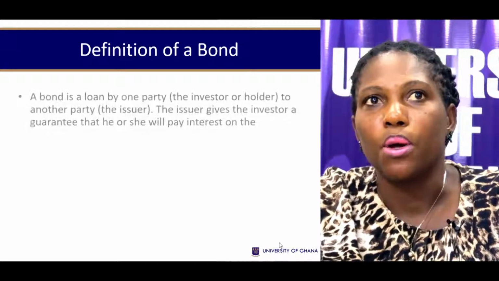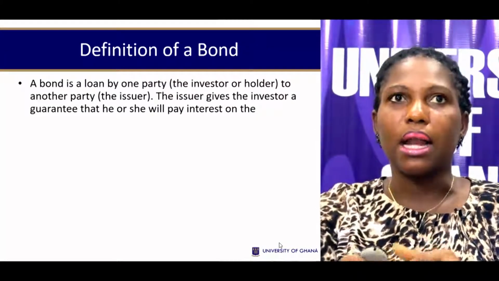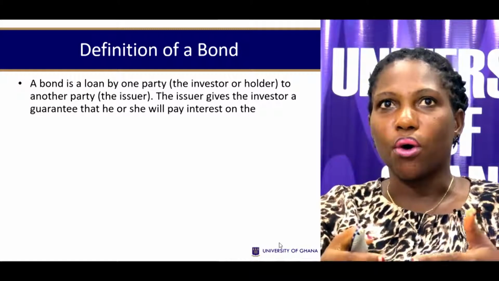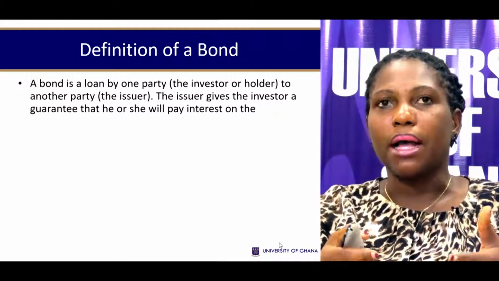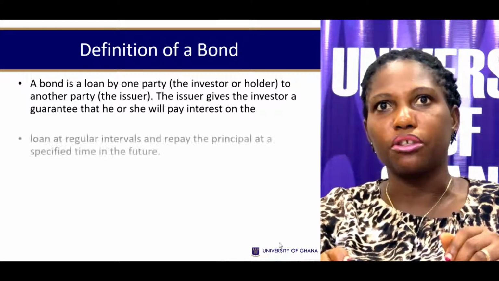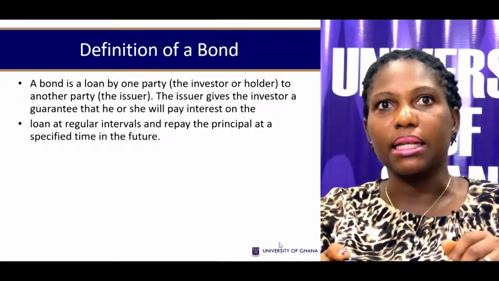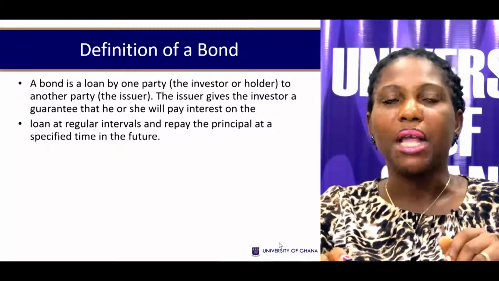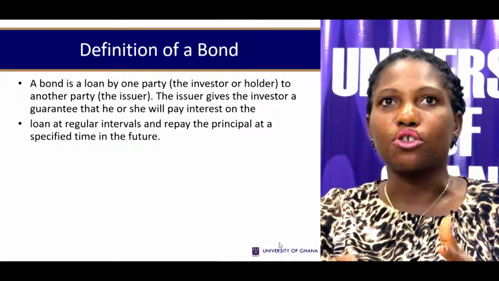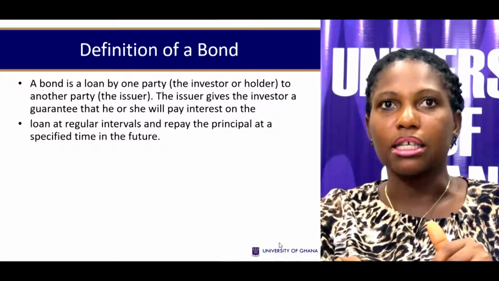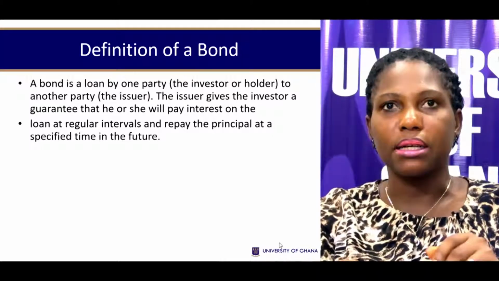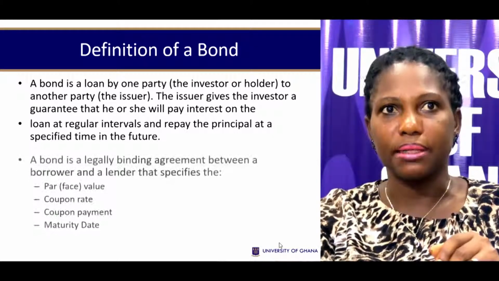Now, when we want to look at a bond, we can look at a bond as a loan by one party, typically the investor or the holder, to another party, the issuer. The issuer gives the investor a guarantee that he or she will pay interest on the facility at regular intervals and repay the principal at a specified time in the future. So typically, a bond is a debt instrument that is issued on the financial market for investors to participate, and for the issuer, it's a source of raising funding, typically debt financing.